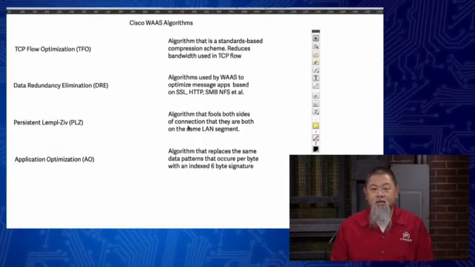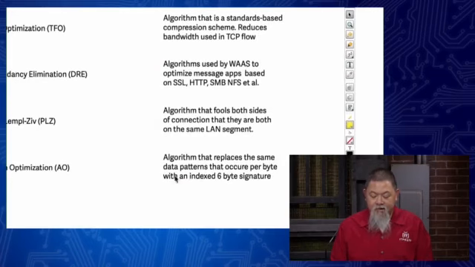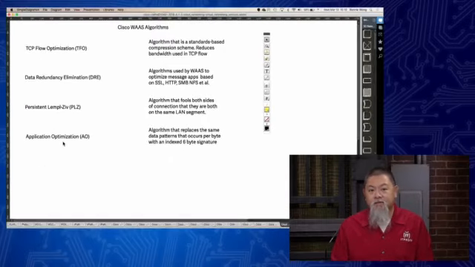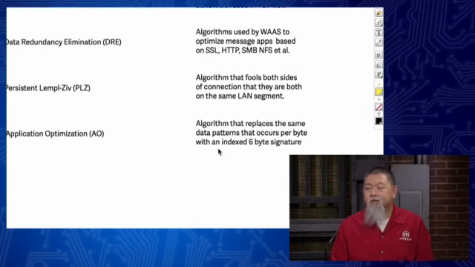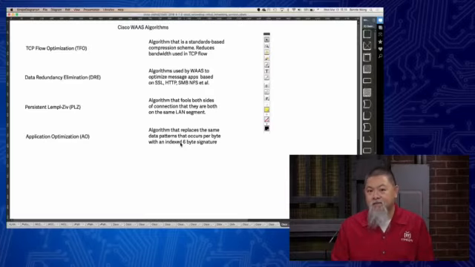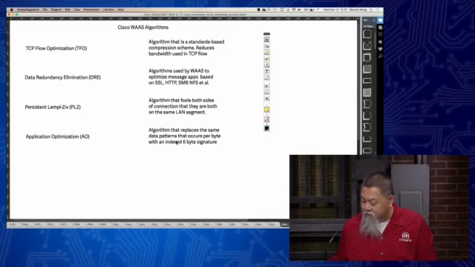And then, of course, application optimization replaces the same data pattern that occurs per byte with an indexed 6-byte signature. What the heck is that about? Okay. Well, that actually says that for us here, and what it actually helps us do, if it thinks that there's going to be a possibility of something actually repeating, it can go ahead and sign everything that it comes in with a 6-byte signature here, and that way it indexes it based off of that to ensure for uniqueness that goes across. So there's a lot of information that we have that's right over there.